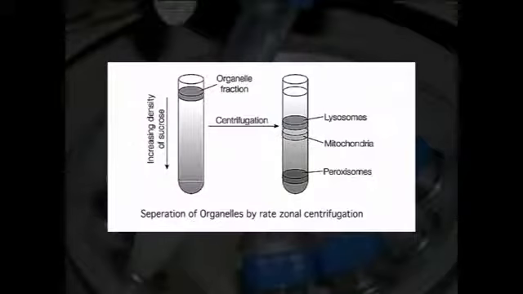For example, mitochondria, lysosomes, and peroxisomes, which are collected as a single pellet in differential centrifugation, can be effectively separated from one another by density gradient centrifugation. After the isolation, they can be biochemically characterized for their lipid, protein, nucleic acid, and enzyme contents.